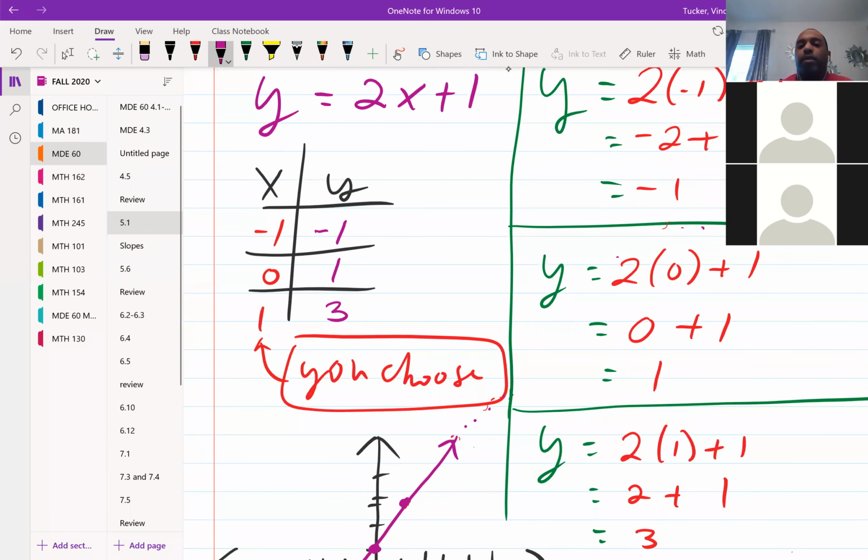All right, before we go any further, questions on what we did? You choose some x values to plug in to find the corresponding y value. Then you plug them in and do just that. Once you do that, you'll have some ordered pairs and then you'll be able to graph them. Once you graph them, it will give you the line that represents the equation, and all of the ordered pairs that fall on that line will be solutions for the equation.